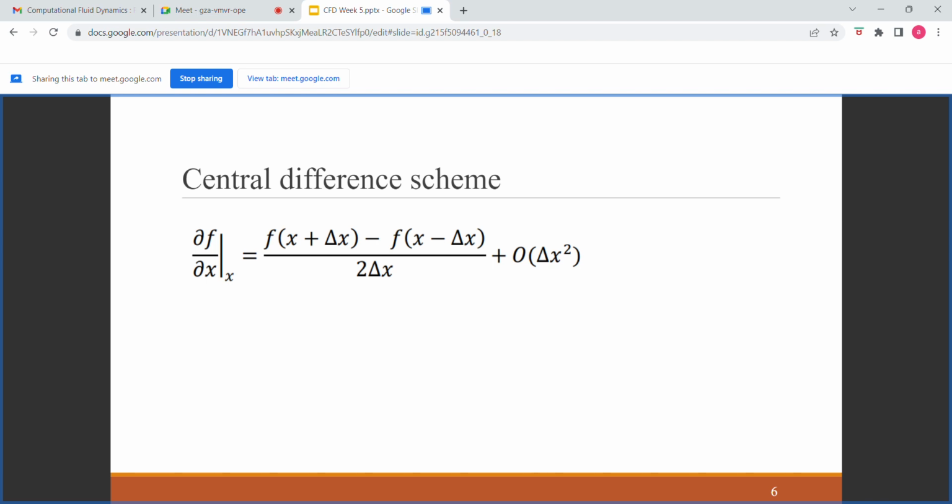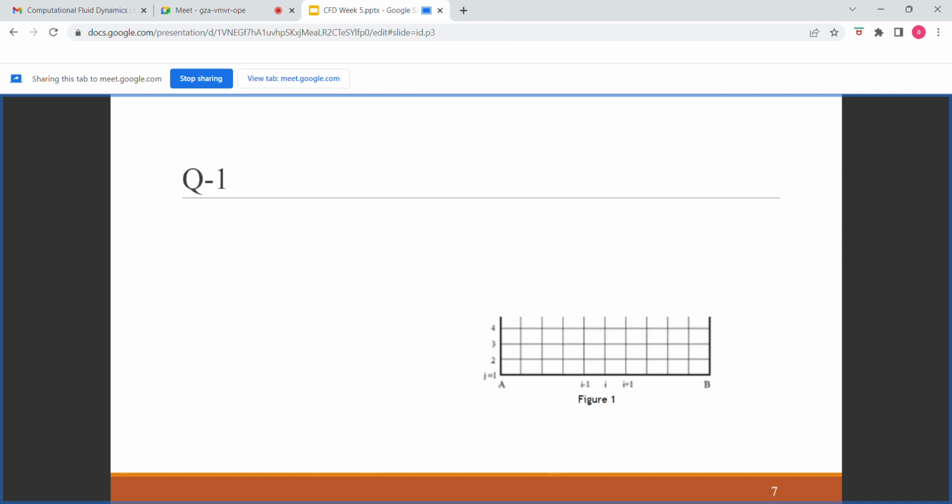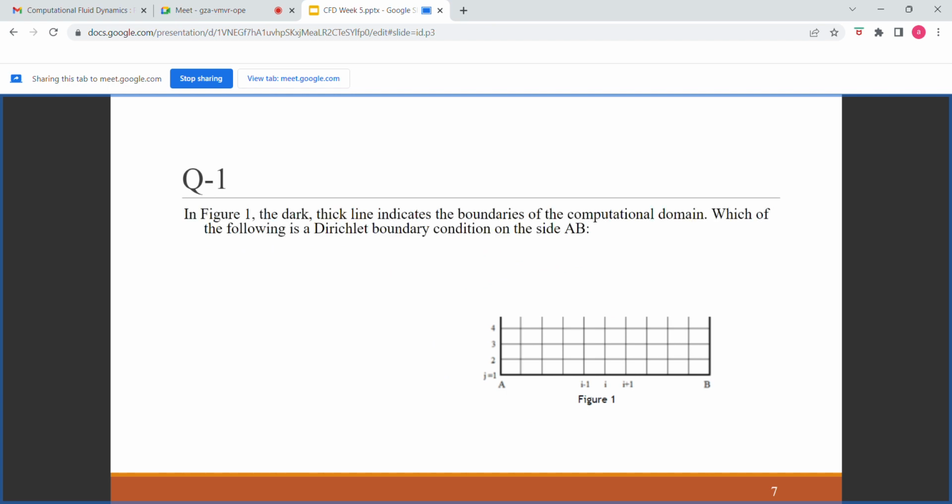Next, we move on to the problems for this week. This is question 1, which is associated with figure 1. In figure 1, the dark thick line indicates the boundaries of the computational domain. Which of the following is a Dirichlet boundary condition on the side AB? The candidates are U is equal to 0, 0 shear stress, and adiabatic boundary.